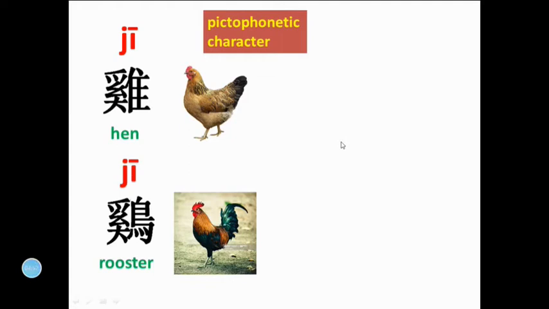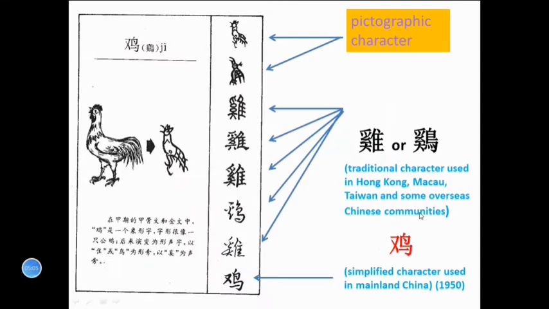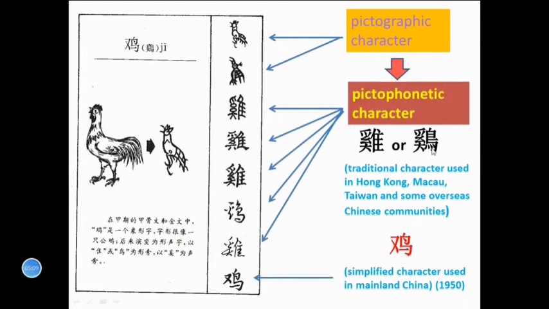Nowadays, most Chinese people only use the simplified character 鸡, which refers to chicken in general. But the left and right structure still reminds us that this is a pictophonetic character, and it was transformed from its pictographic origins.